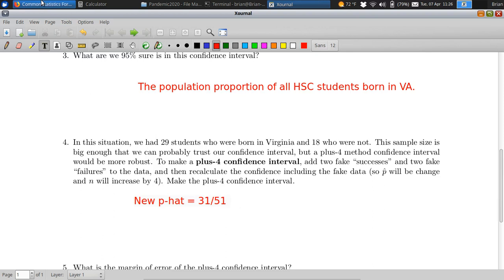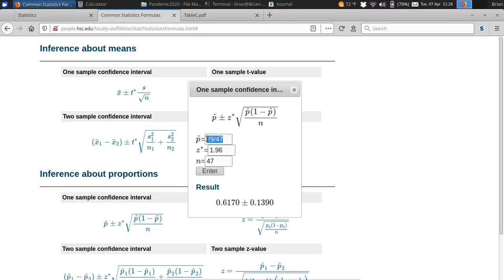And so now I go back to the formula and I'm going to change my numbers. Now it's 31 out of 51. And the z-star doesn't change. I still want a 95% confidence interval, but the sample size does change. I've added 4 fake pieces of data. So there we go. That's the new confidence interval. Changes my numbers slightly. Now I have a middle at 60.778%. And I've got a slightly smaller margin of error.